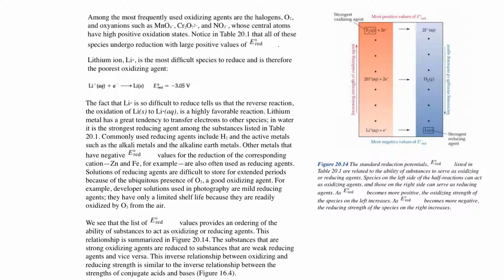The fact that lithium ion is so difficult to reduce tells us that the reverse reaction, the oxidation of lithium solid to lithium ion, is a highly favorable reaction. Lithium metal has a great tendency to transfer electrons to other species. In water, it's the strongest reducing agent among the substances listed in Table 20.1. Commonly used reducing agents include hydrogen gas and active metals such as the alkali metals and the alkaline earth metals. Other metals that have negative standard reduction values for the reduction of the corresponding cations, zinc and iron, for example, are often used as reducing agents.